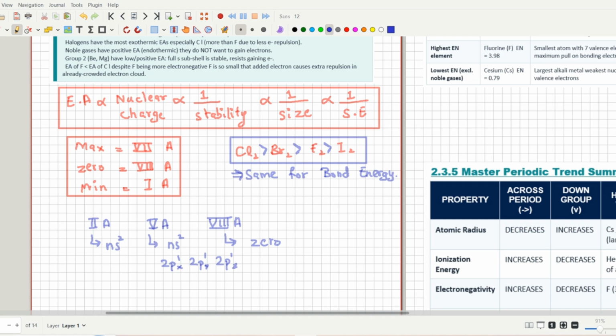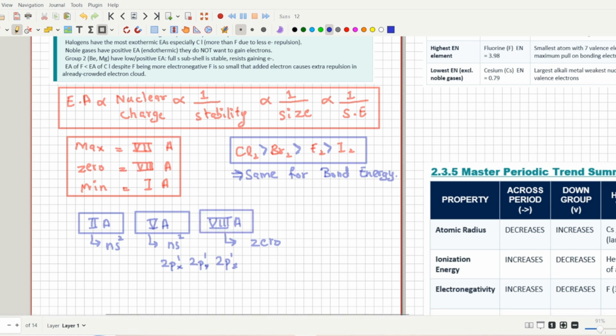So that was all about electron affinity. Just like ionization energy, electron affinity has the same abnormalities. So this was about the abnormalities, the exceptional cases, of electron affinity.